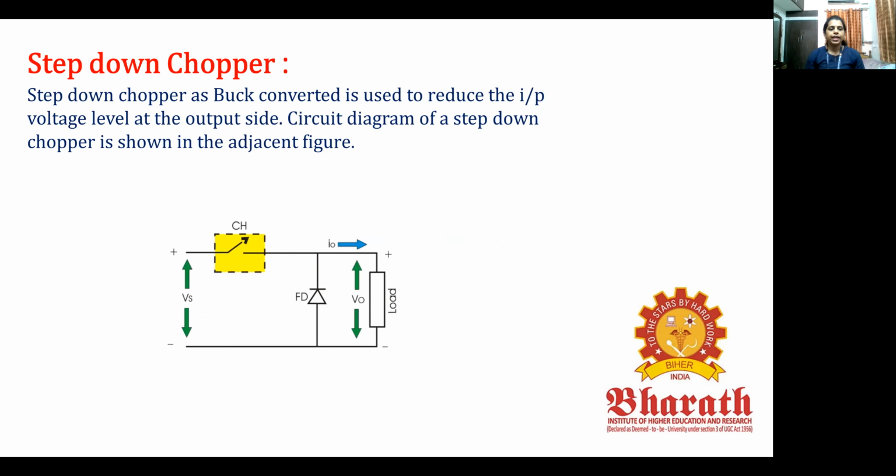The first classification of chopper is the step down chopper. This is the elementary topic that comes under a DC to DC converter. Step down chopper, as the name says, will reduce the voltage. If I give a voltage of 10 volts, I can get a variable voltage in the range of 0 to 10. Depending upon the application, I can get whatever voltage I require. It is also called a buck converter. So it reduces the input voltage level at the output side.